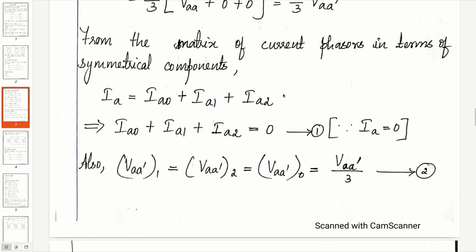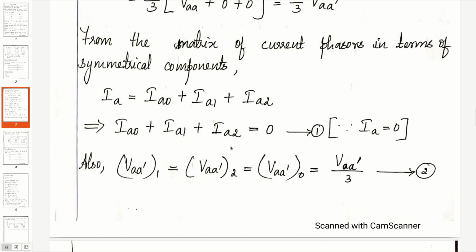In the same way, from the matrix of current phasors in terms of its symmetrical components, we write only IA. IA is equal to IA0 plus IA1 plus IA2. From the first terminal condition, we have IA equal to 0 because line A is open. So IA0 plus IA1 plus IA2 is equal to 0. Okay. So we got two conclusions, one with respect to current, one with respect to voltage.